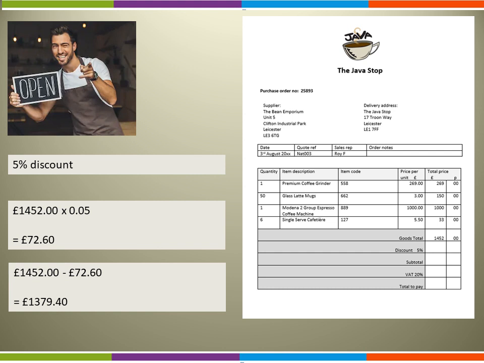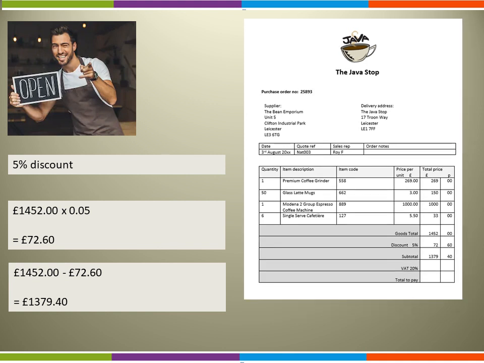So the £1,452 minus £72.60 gives us a subtotal of £1,379.40. We can now put this information in to our purchase order. We can now see our purchase order has the subtotal in place.